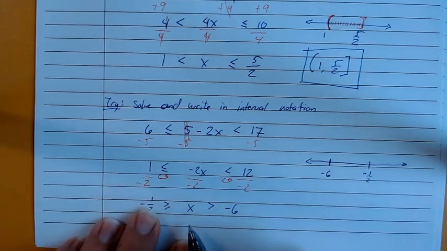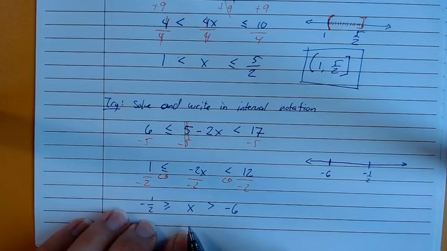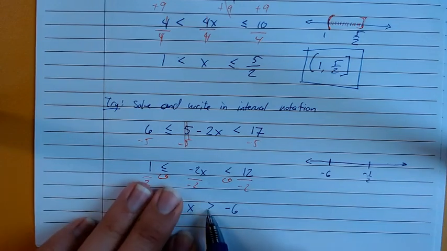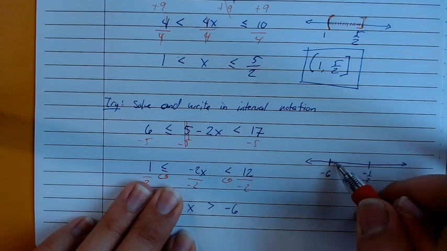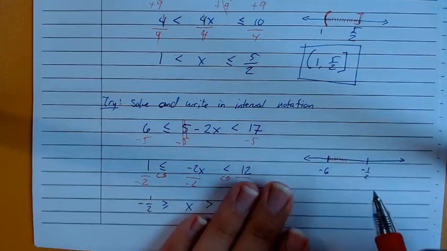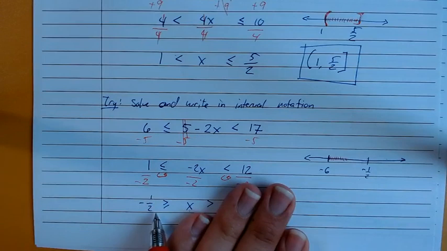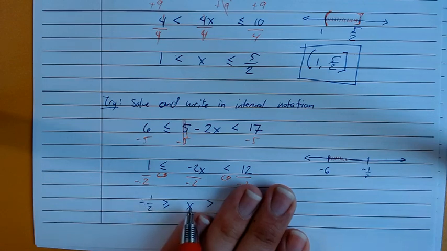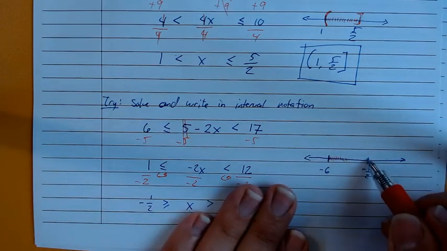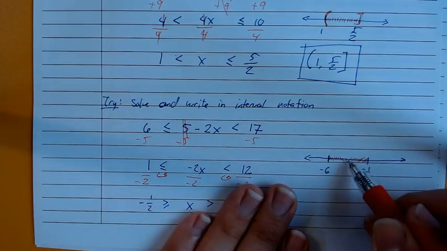Okay, so now I want all the numbers. Let me just read this one at a time. I want x to be greater than negative 6. Okay, so from here to the right. Greater than is to the right. But over here, I want negative 1/2 to be greater than x. Now remember, inequalities are relative. If I say negative 1/2 is greater than x, that's the same as saying x is less than negative 1/2. Okay, so I want less than negative 1/2. I want to the left.